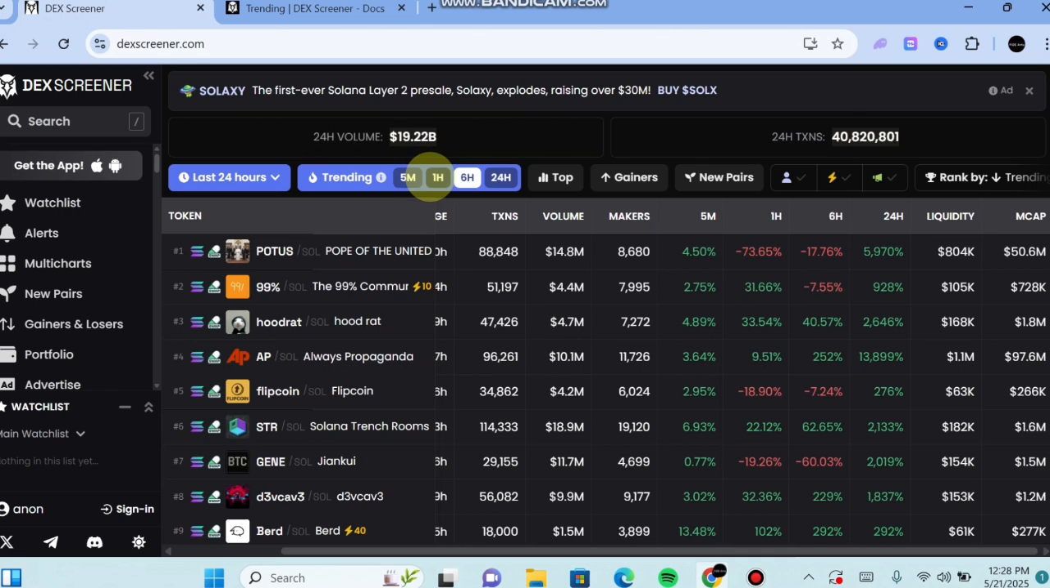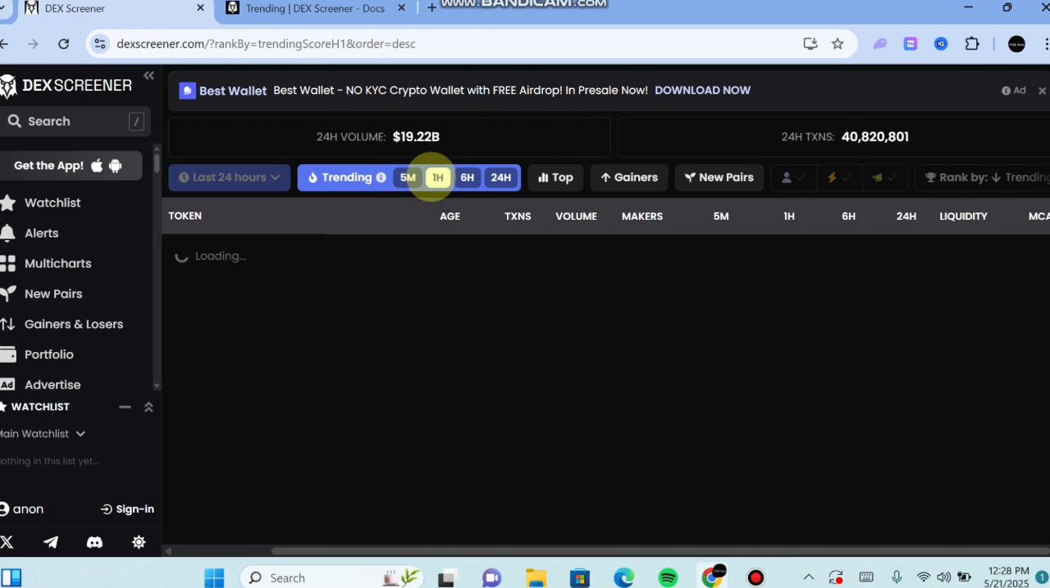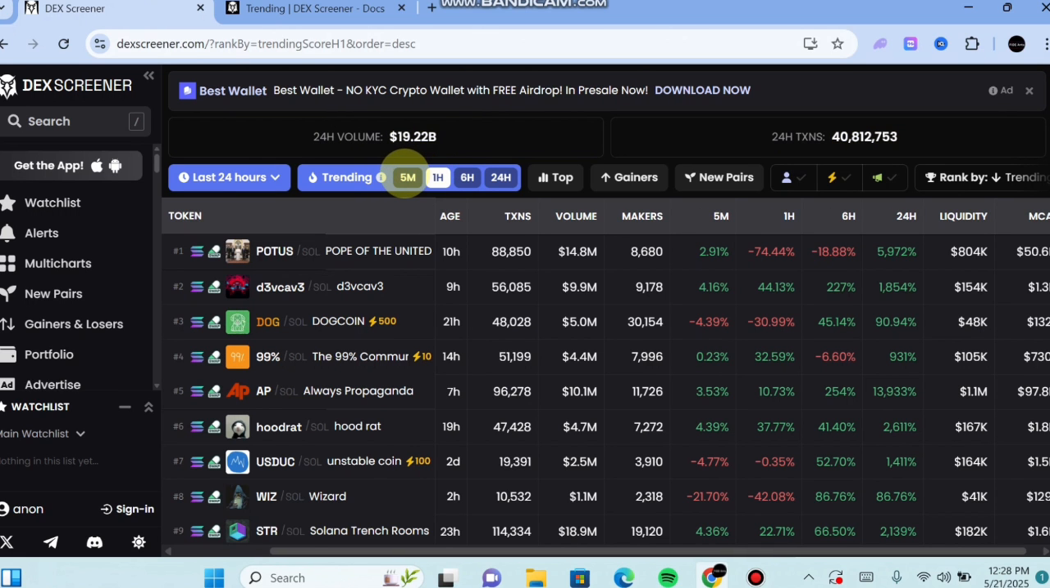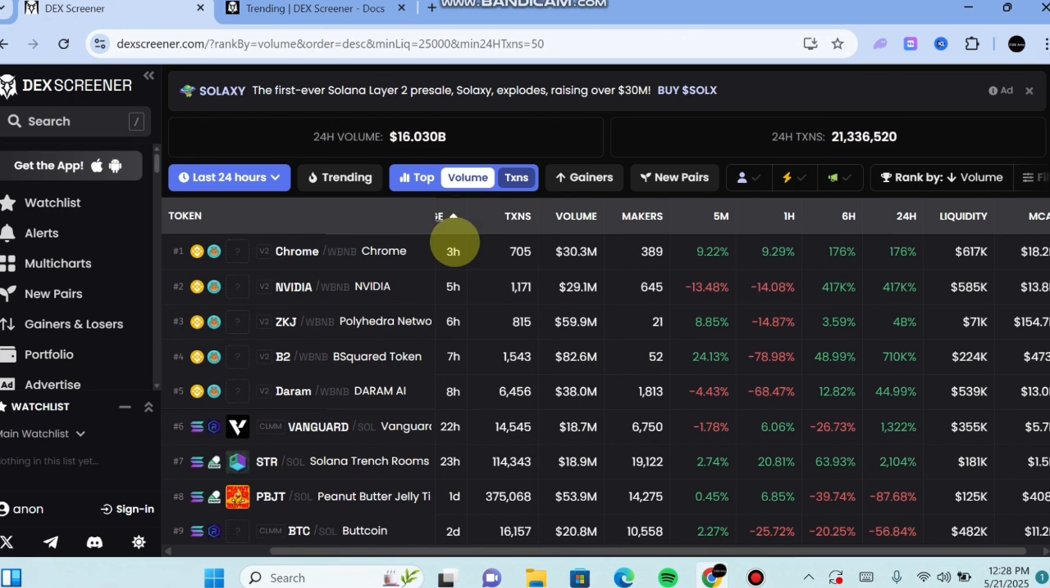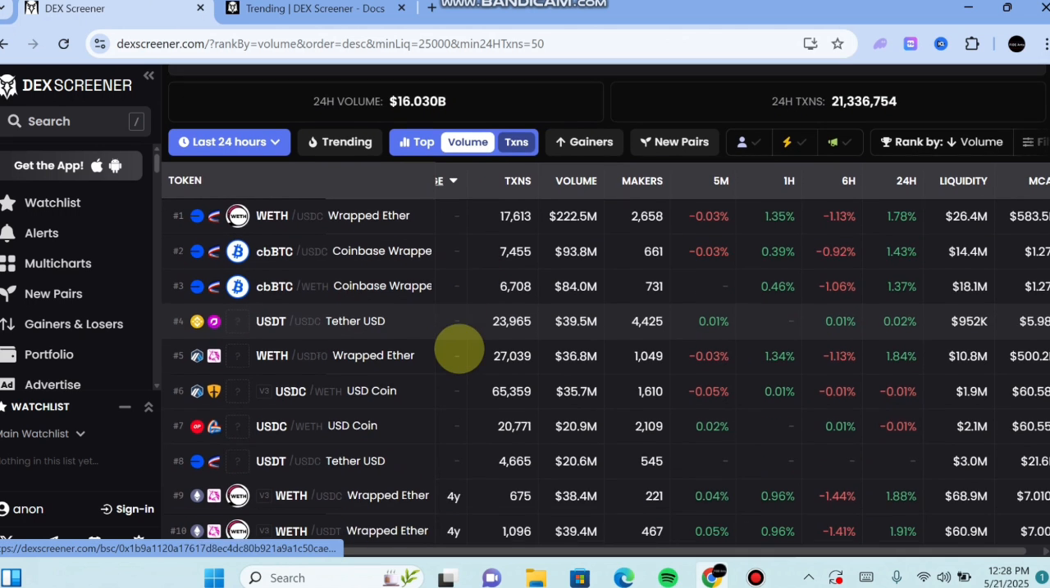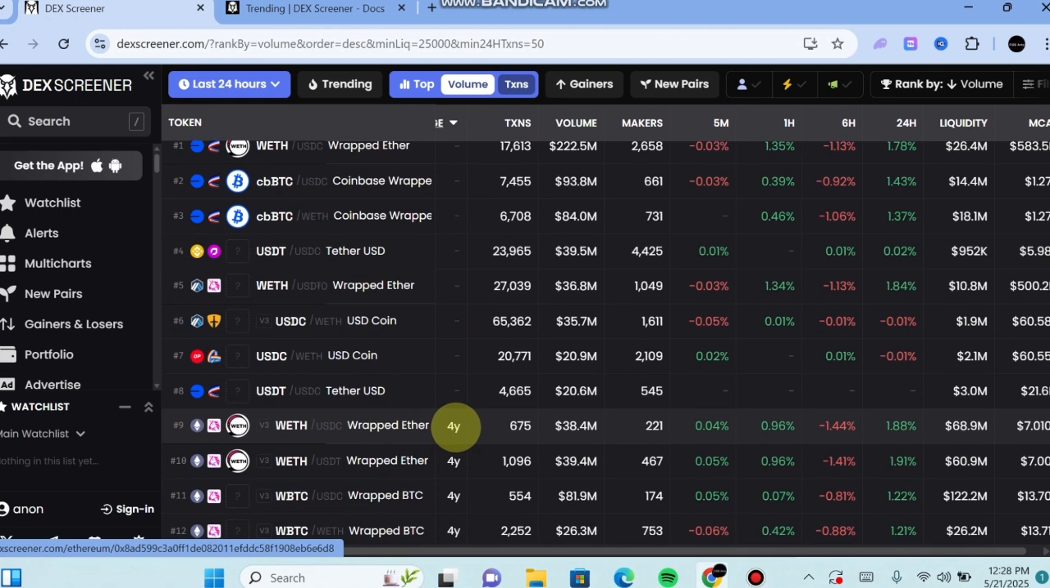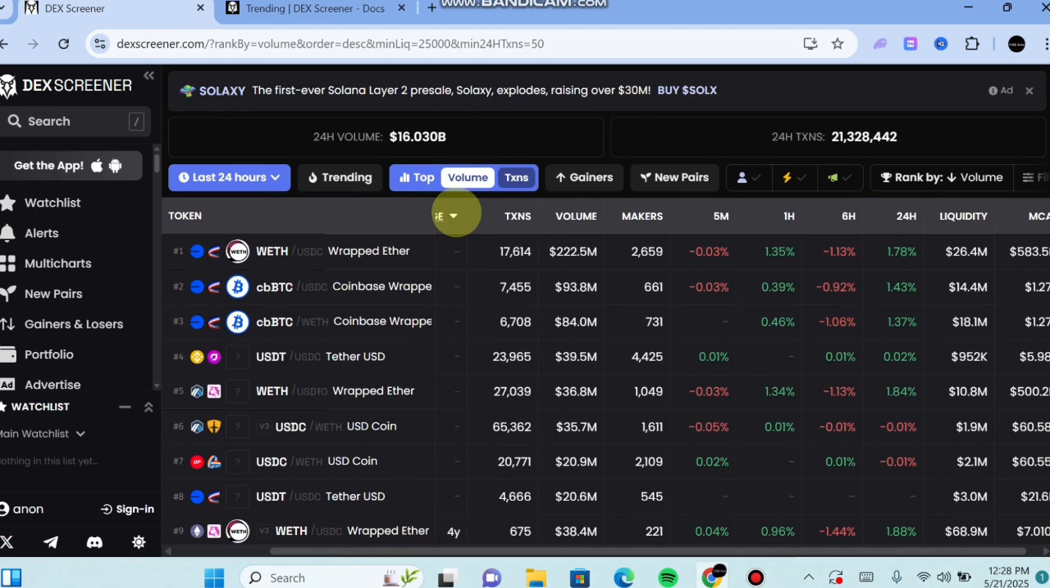On this page, you get to see the trending tab. If you click on it, you get to see coins that have been trending in the last 1 hour and coins that have been trending in the last 5 minutes. There you're going to see the top coins that are doing so well, and you can sort by age from the most recent to the oldest. You can sort and see a coin from about 4 years ago. So you can sort with this.